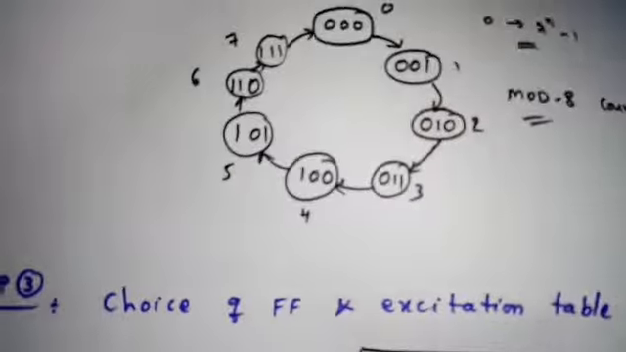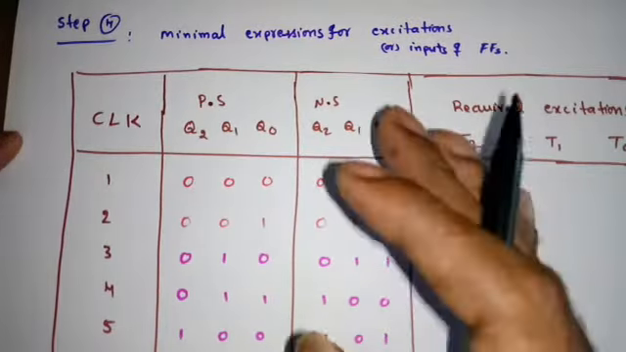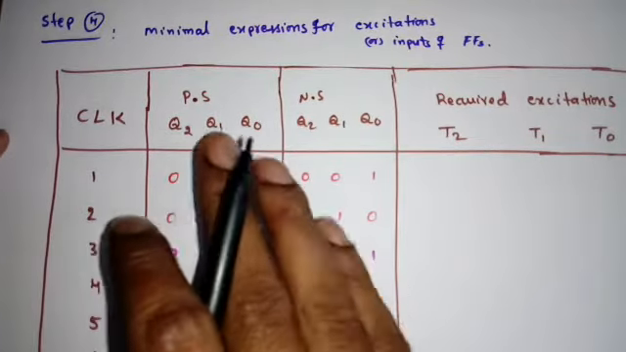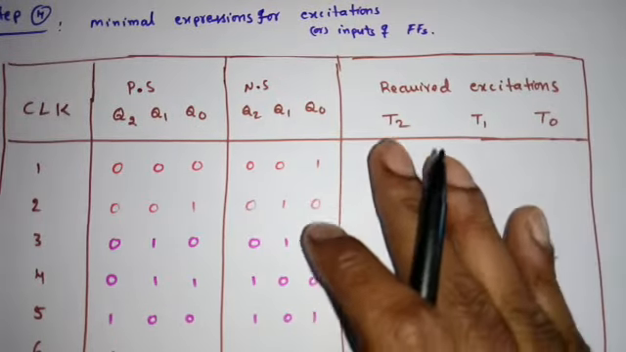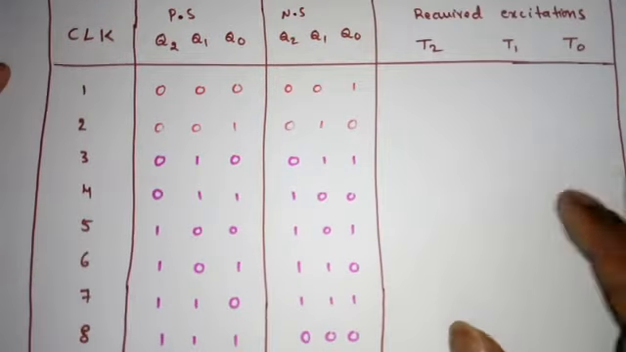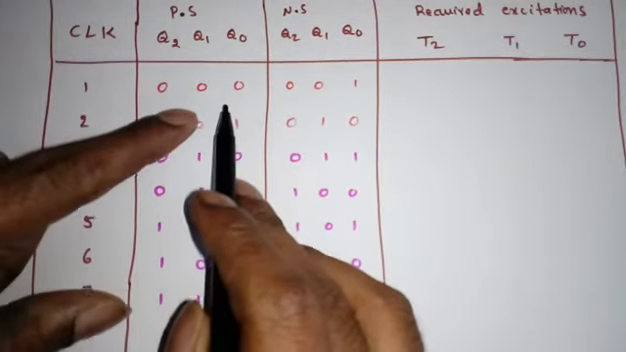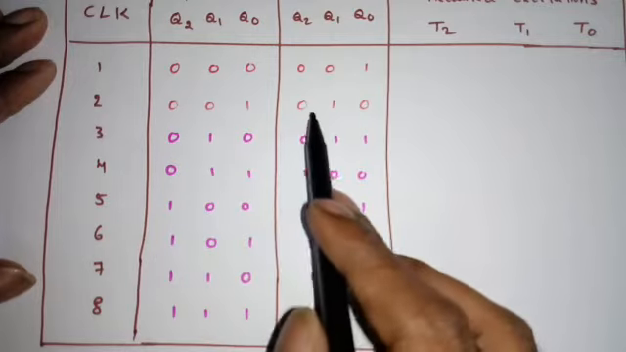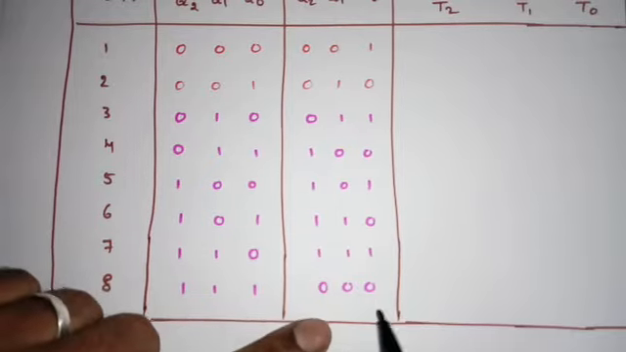Next, what is the next step? Step 4 is we have to get the minimal expressions for this excitation. We are using 3 flip-flops, so Q2, Q1, Q0 is the present state, then the next state, and the required excitation. Three flip-flops means we get 3 inputs: T2, T1, T0. This is the sequence from the state diagram. 000 goes to the next state 001, then present state 001 goes to 010, and so on. After 111 we should get back to 000.